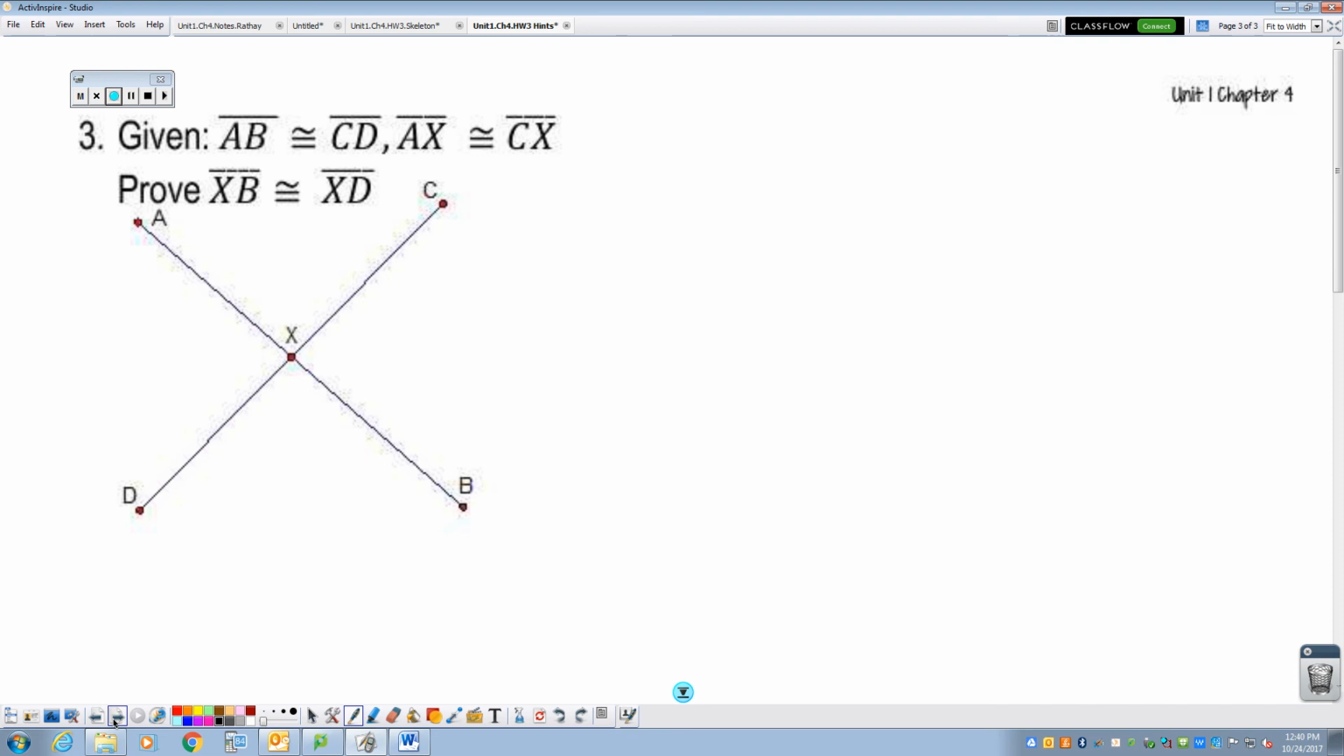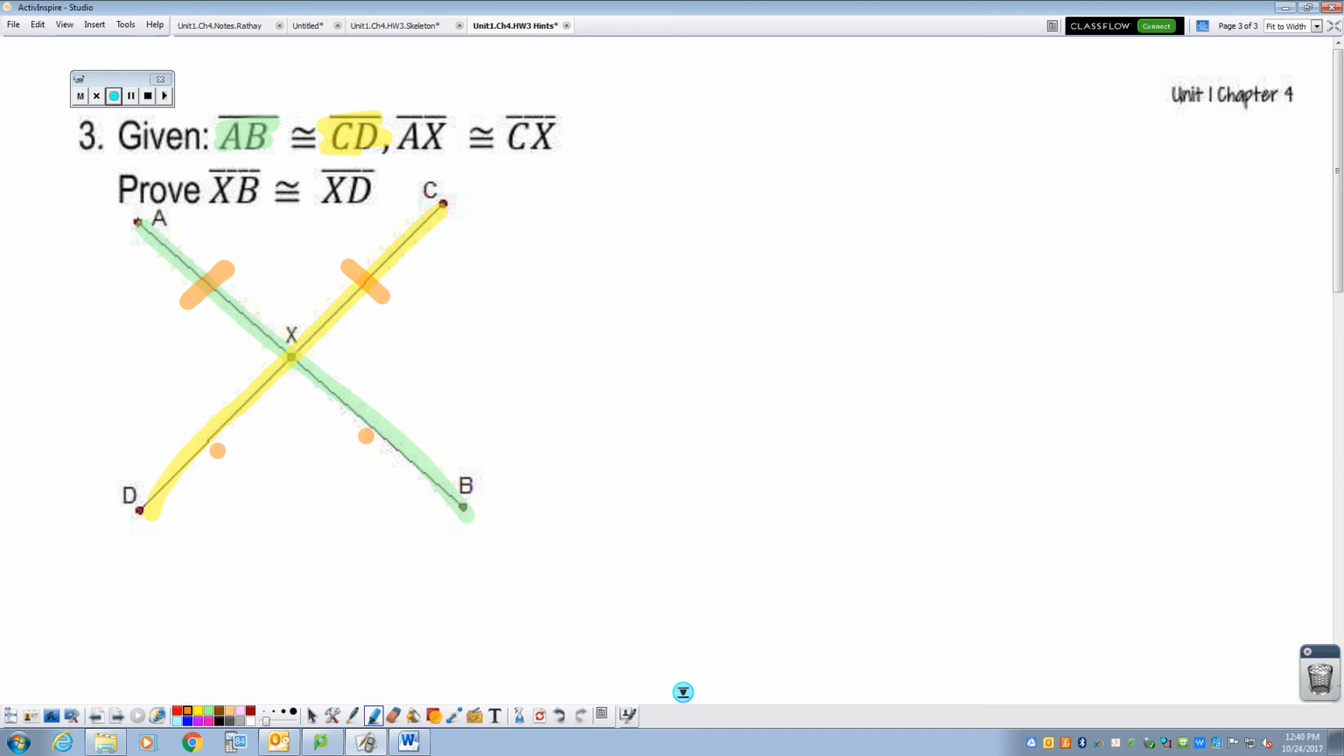All right, next we have that AB is congruent to CD. So the green is congruent to the yellow. Then they're telling us that AX is congruent to CX. So this segment is congruent to this segment. And we're being asked to show that XB is congruent to XC.